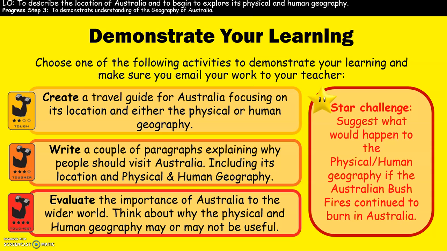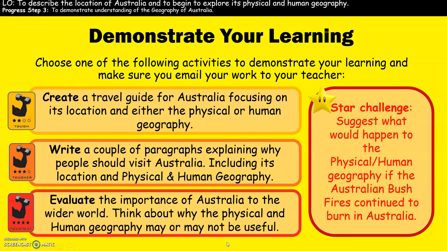Tough is create a travel guide for Australia focusing on its location, either the physical or human geography of the area. Tougher, write a couple of paragraphs explaining why people should visit Australia, including its location and physical and human geography. Toughest, evaluate the importance of Australia to the wider world. Think about why the physical and human geography may or may not be useful, and then a star challenge there as well. So if you pause the video now, have a go at one of those tasks, and remember you must email it to your teacher once you are complete.